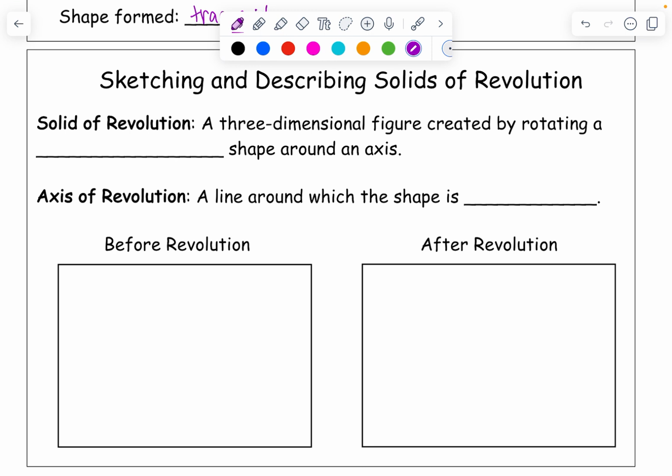Okay, a solid of revolution is a 3-dimensional figure created by rotating a 2D shape around its axis. So that's your 2-dimensional. Okay, and then we have our axis of revolution, which is a line at which the shape is rotated.